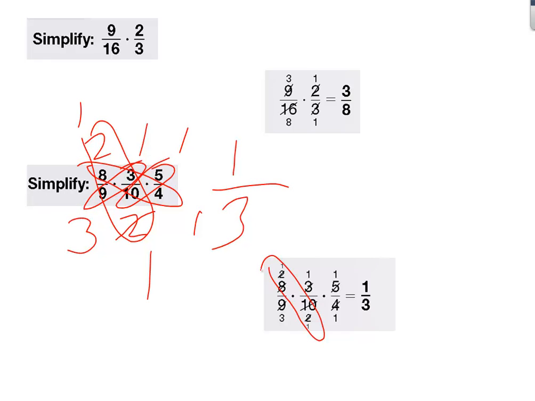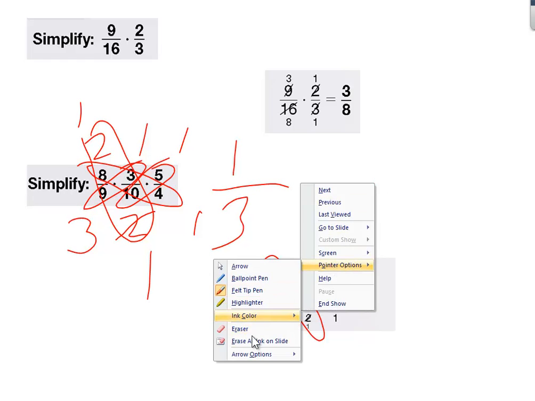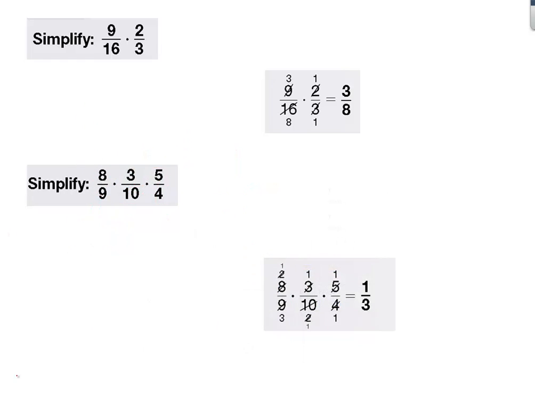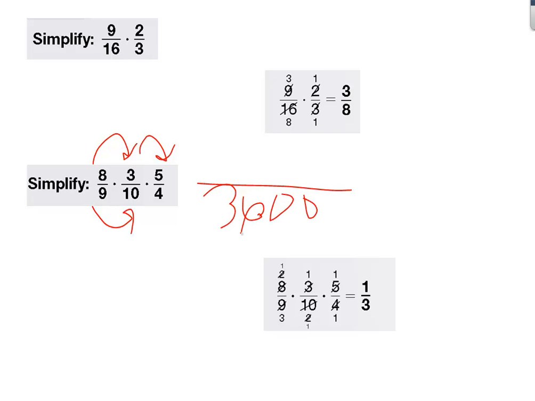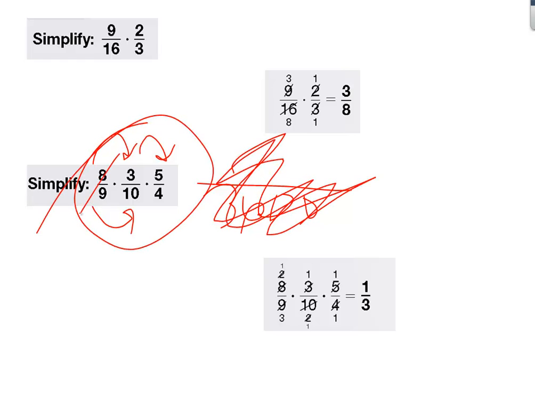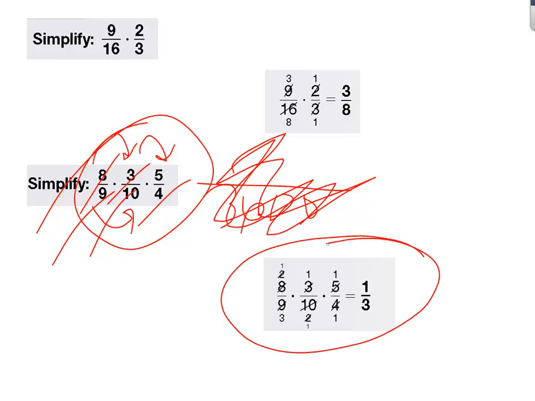Isn't that a much easier way of doing it than if you were to just think how hard this is? 8 times 3 is 24, times 5 is what? And this is 900, so 3,600 over, you don't want to do that. That's crazy. So reduce, cancel these out first. Do all your canceling first so that you're dealing with much smaller numbers. That's why we cancel.